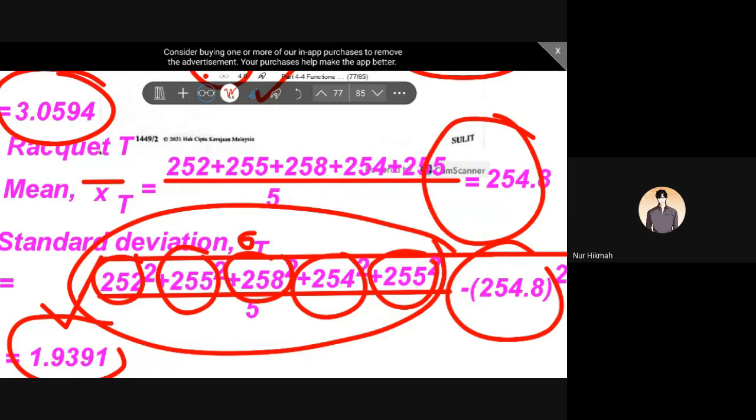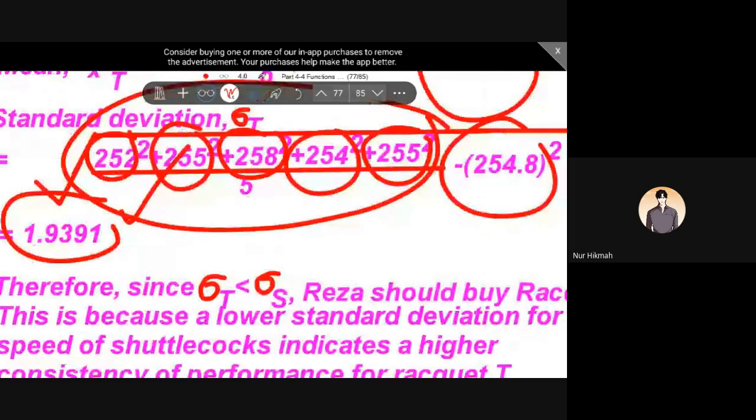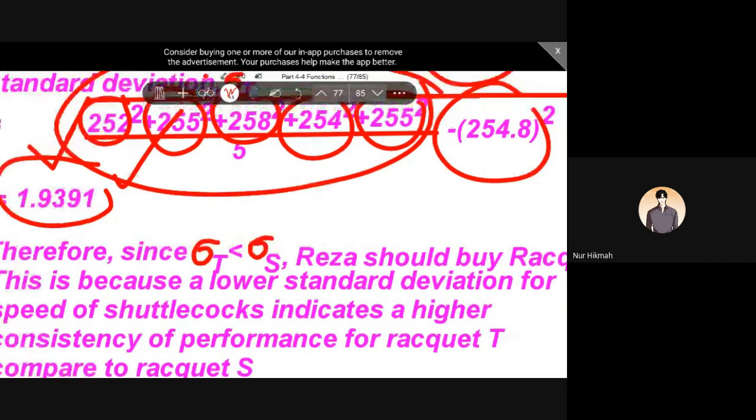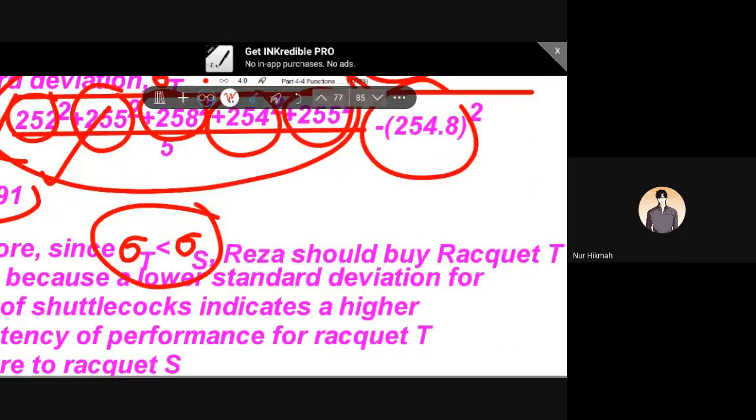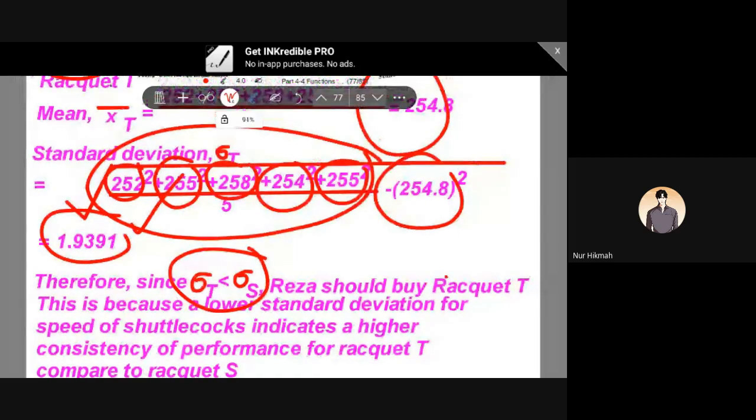Yes, very good Syafiq. Tak confuse. Raket T. Sebab lebih rendah standard deviation, lebih tinggi konsistensi dia. So kamu boleh buat kesimpulan. Since sisihan piawai T lebih rendah dari S, maksud Reza should buy racket T.